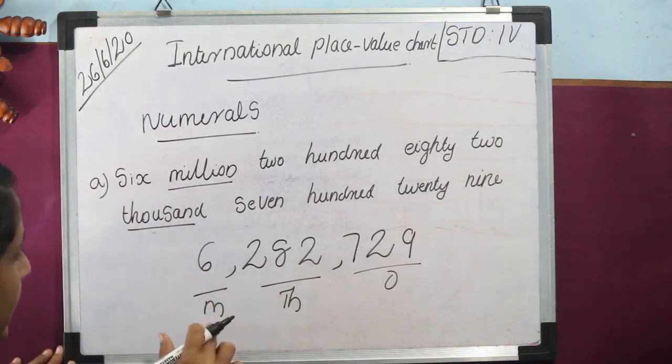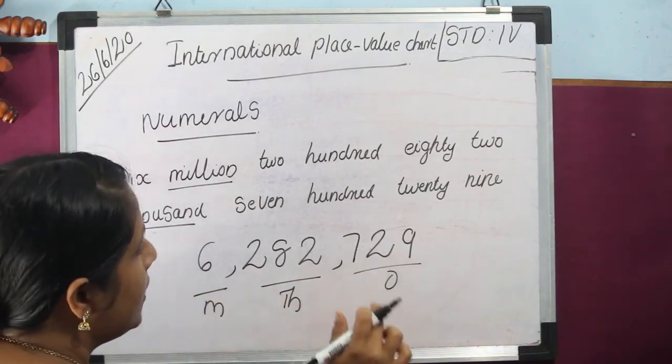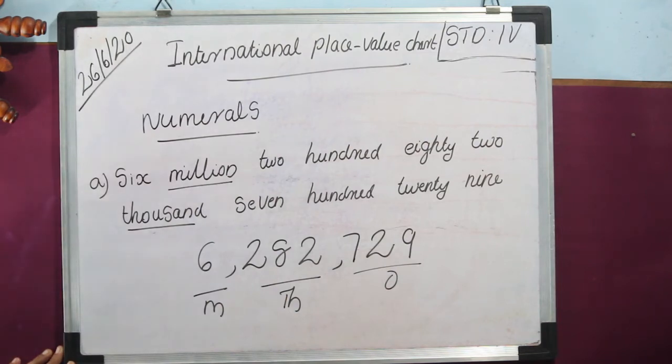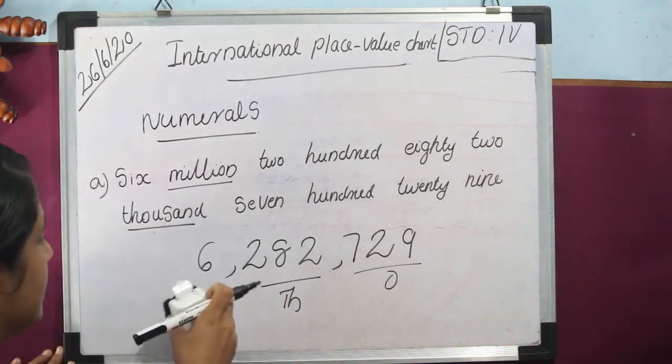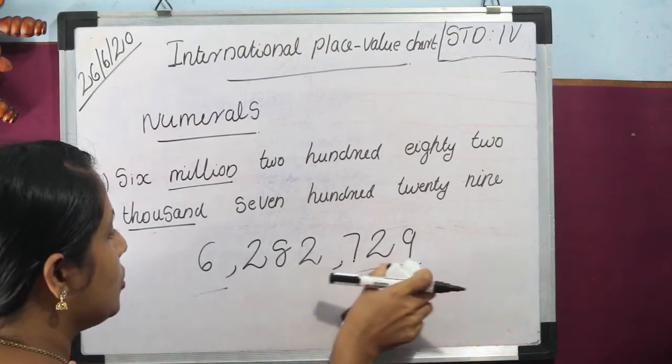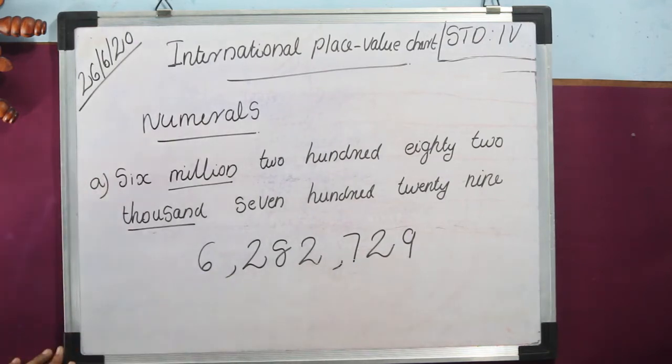Question is 6,282,729. So the numeral is 6,282,729. Okay.